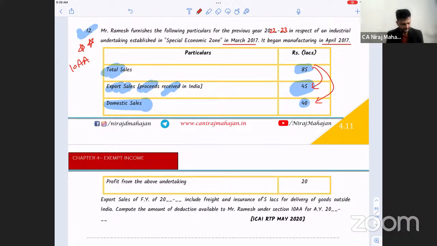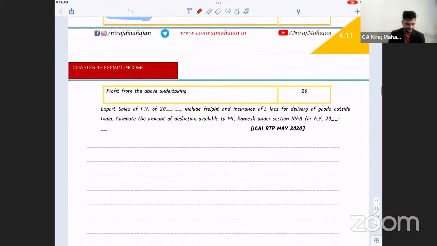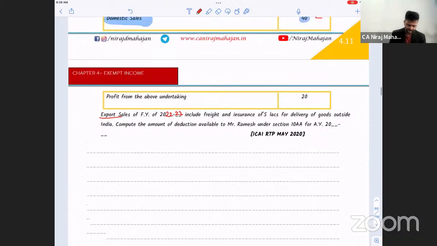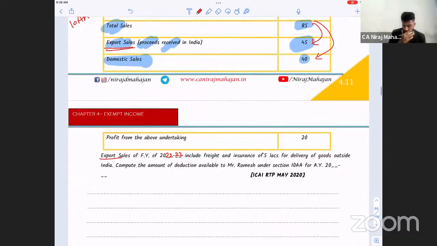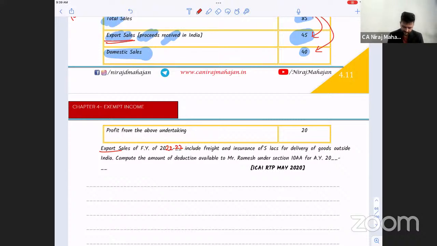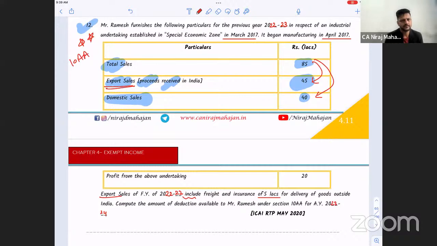However, now check. There is a point given, okay? Very important. Export sales of current year, that is 22-23, include freight and insurance of rupees 5 lakhs for delivery of goods outside India. They have used the word which includes. Compute the amount of deduction available to Mr. Ramesh under section 10 AA for AY 23-24. Okay. Basically, see, you may get the same answer, but if you use a wrong number, you will still be marked wrong. It will be marked as wrong only. Okay. Write down in your notebook.